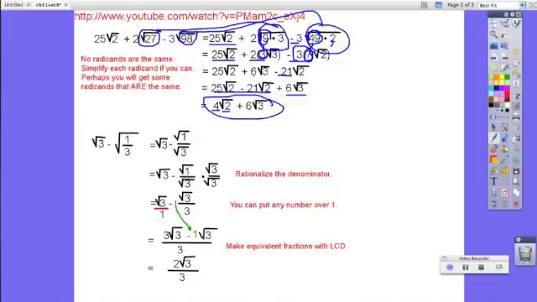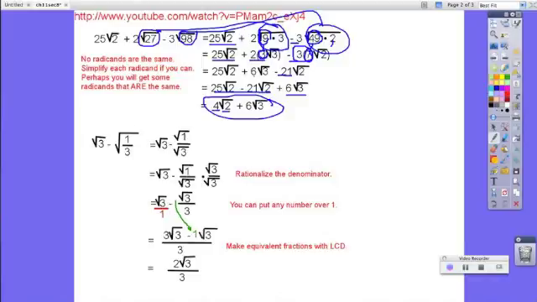Now in your homework, if you can do some of these shortcuts, I will allow you to do that. But make sure you know why you're doing them. Let's look at this one. Square root of 3 minus the square root of 1/3. Well, remember what we did with fractions. We have to rationalize the denominator.